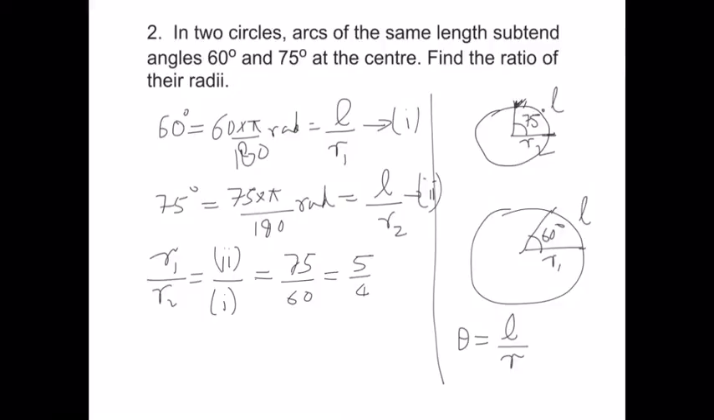Therefore we can say that R1 is to R2 is equal to 5 is to 4. That's our answer.